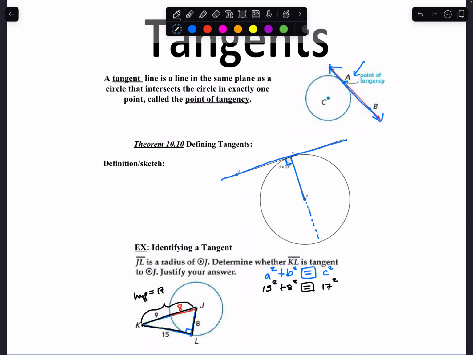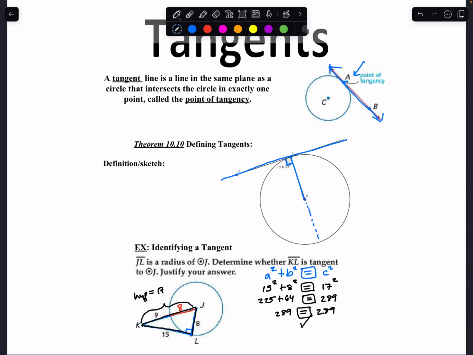So let's do some math. 15 squared is 225. 8 squared is 64. We want to know, does it equal 17 squared, which is 289. When we add 225 and 64, we get 289. So it actually does equal 289.